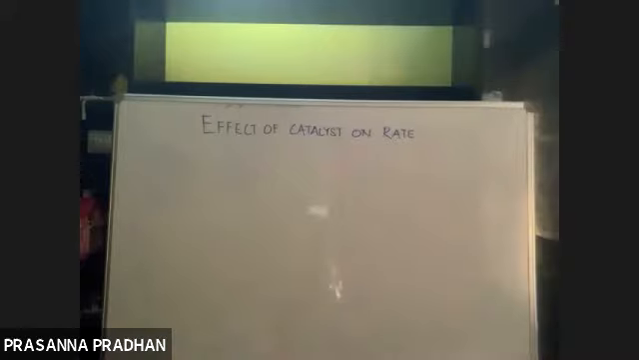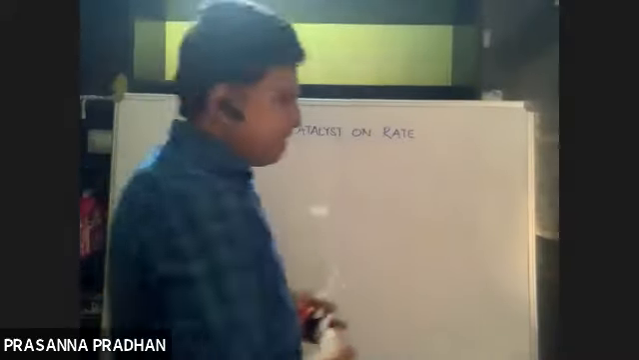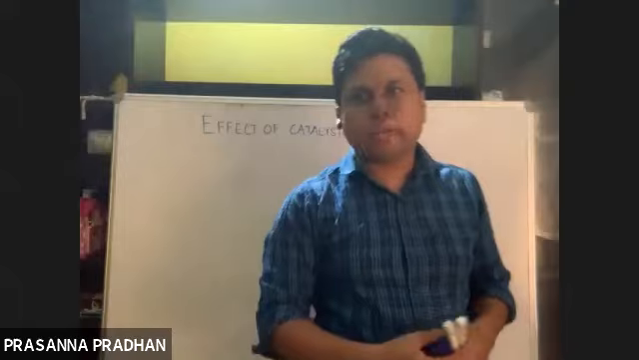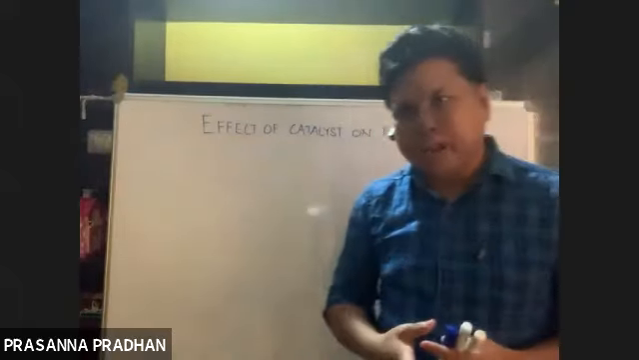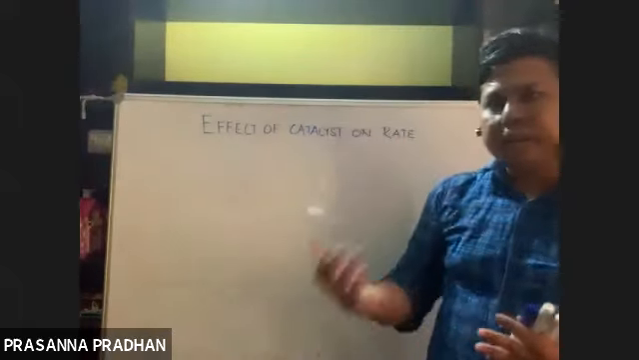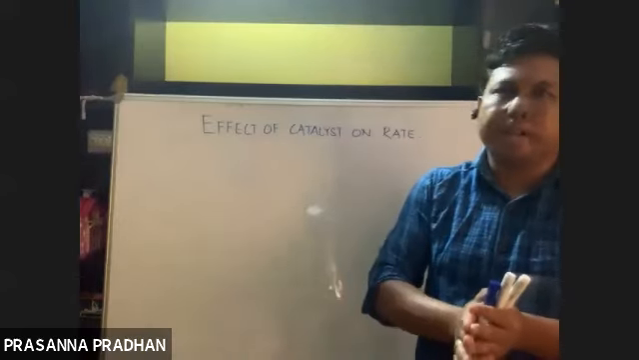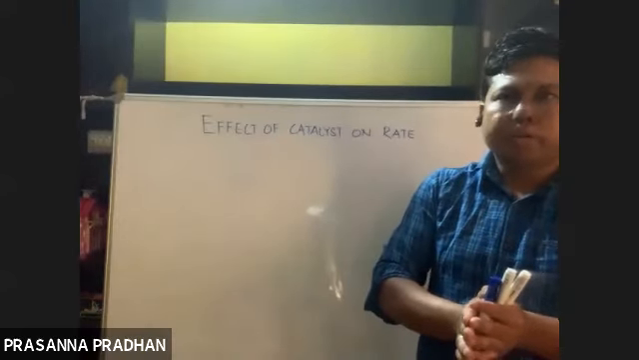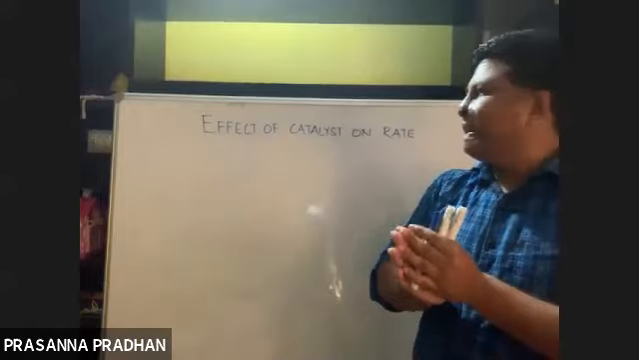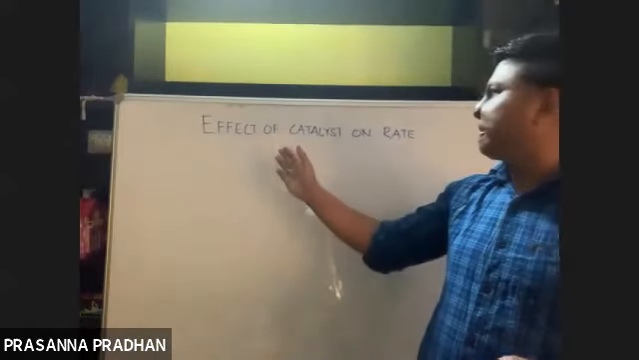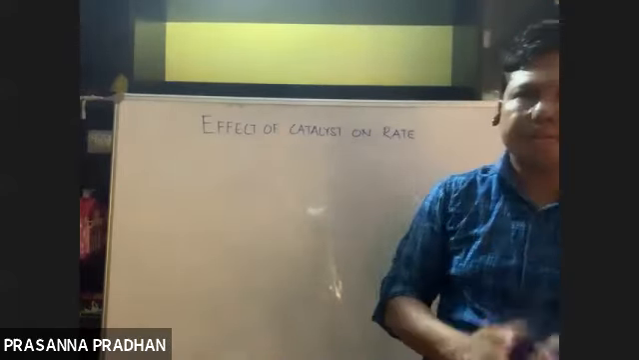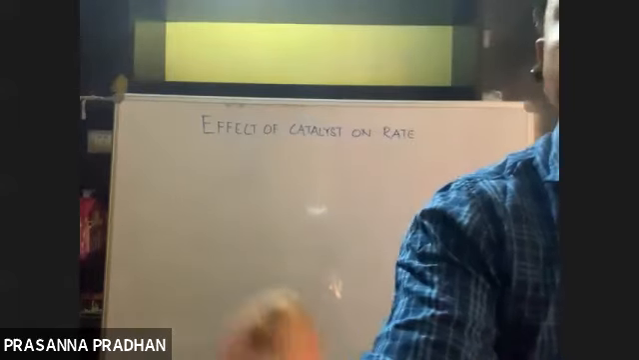So we know we have our answer. There are two types of catalysts. One is the positive catalyst, which increases the rate of a reaction. The other one is the negative catalyst, which decreases the rate of a reaction. So today we shall study in detail the effect of catalyst on the rate.